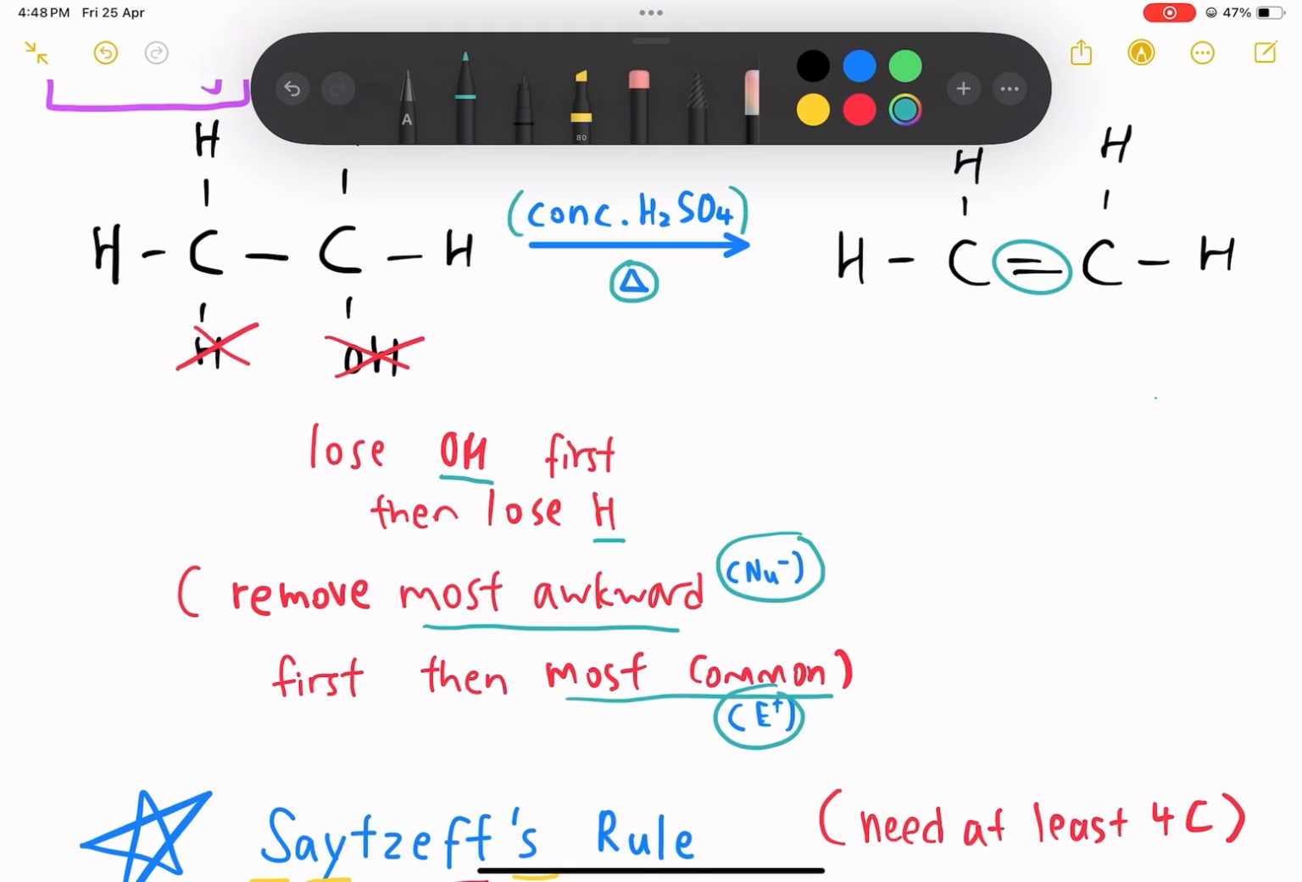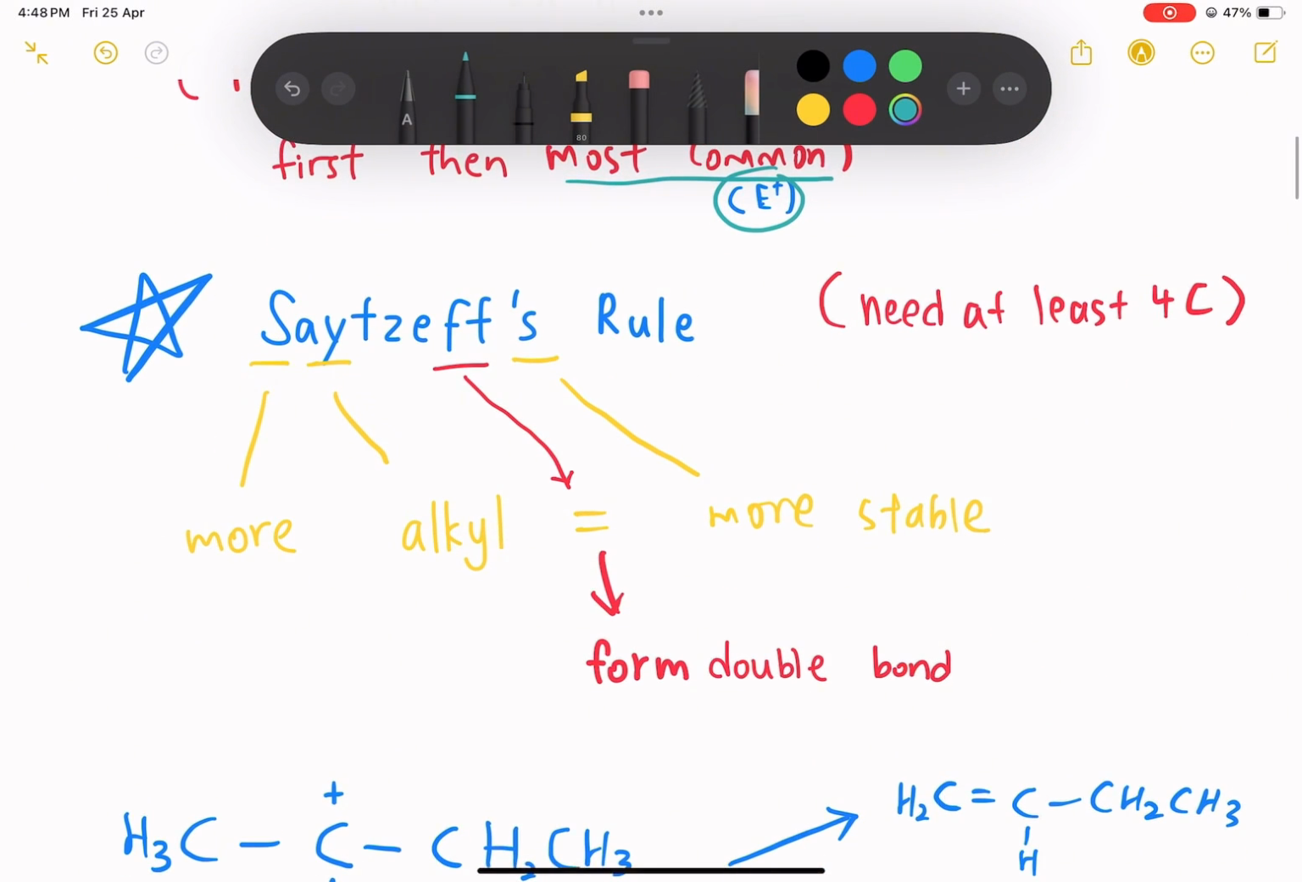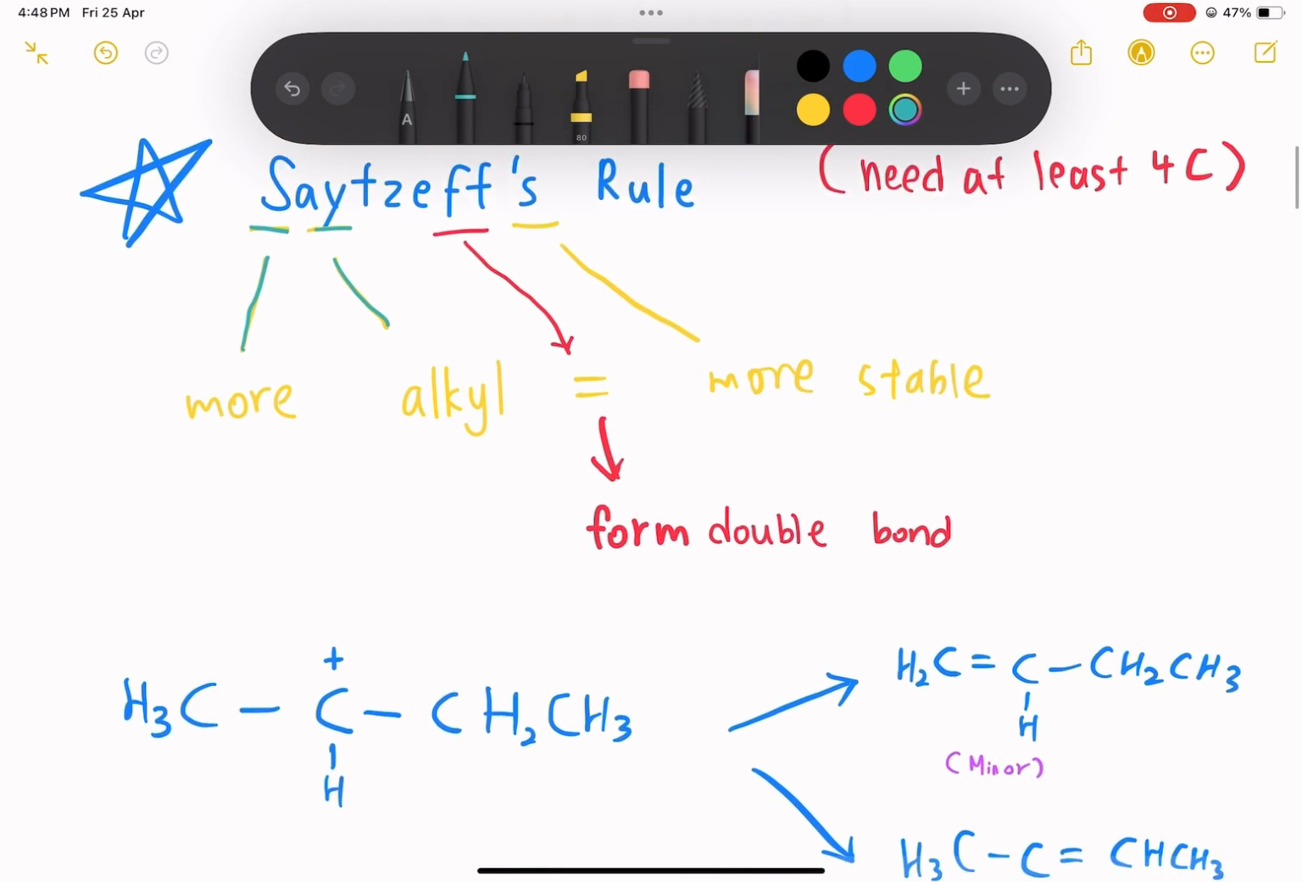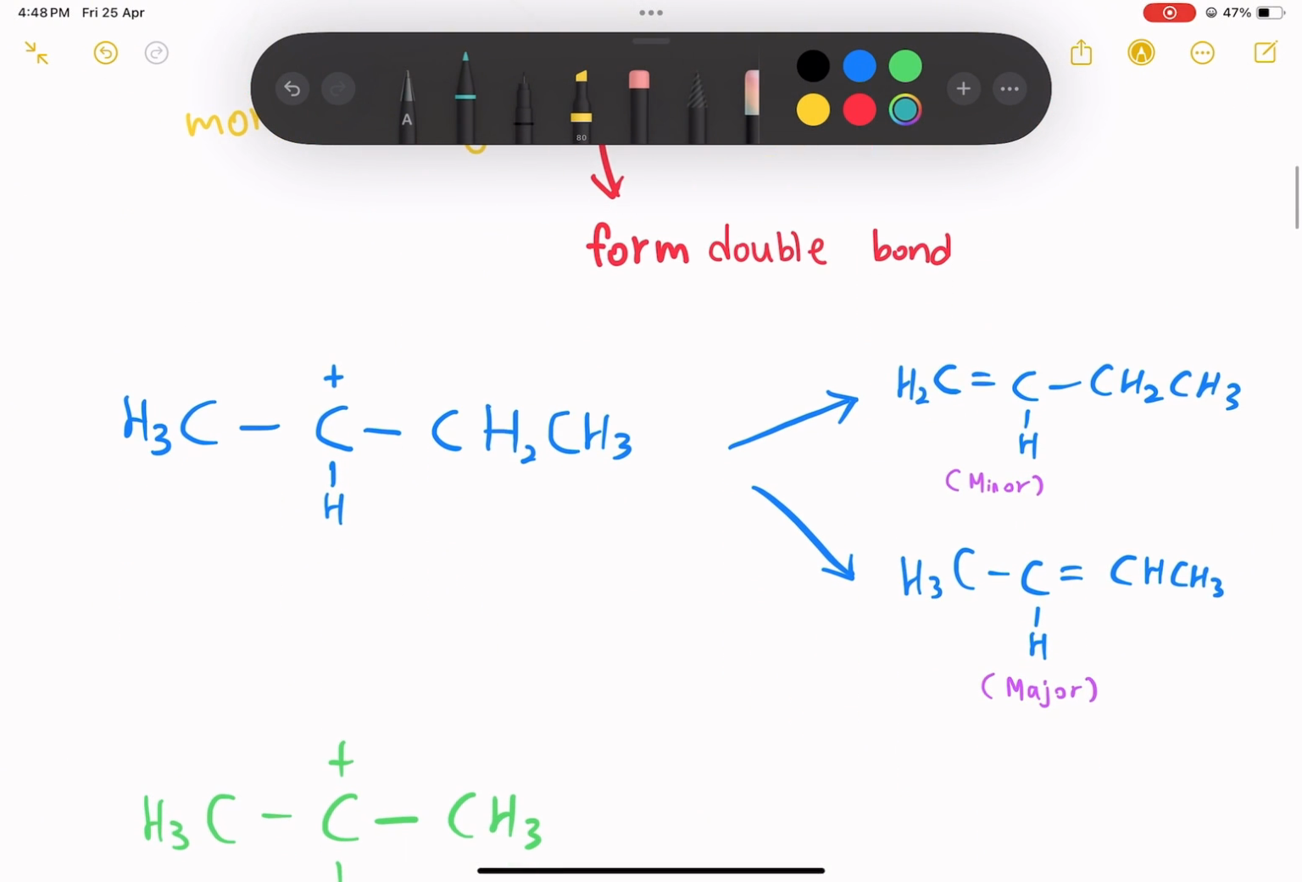Another thing that you need to know is Saytzeff's rule. Saytzeff's rule can only be applied when you have at least 4 carbons, and it needs to be applied when you have a carbocation. From the word Saytzeff, it means that more alkyl will be more stable. So let's have an example. Let's say for this one.